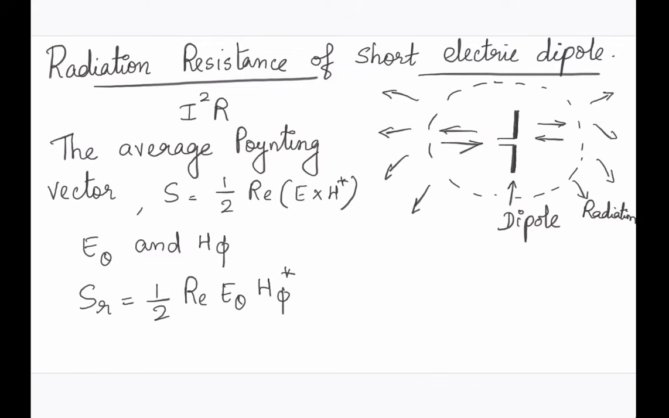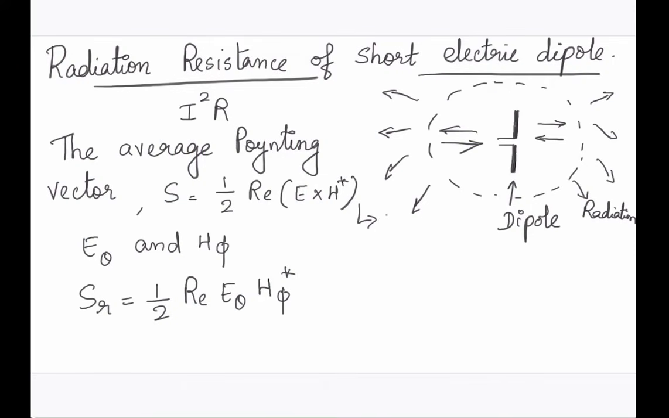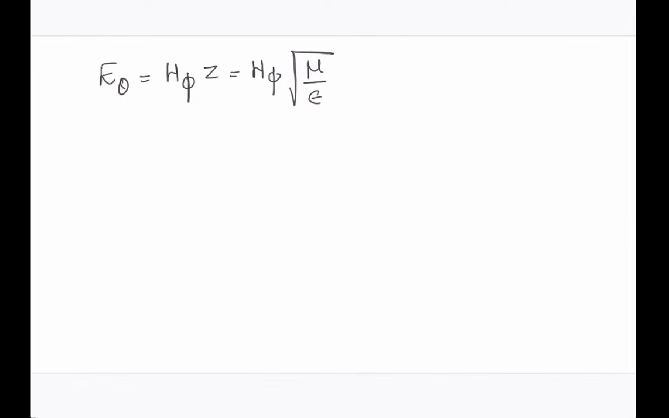Now here E theta and H phi conjugate are complex terms. The electric and magnetic fields are related to each other by the intrinsic impedance, which is given by the formula. So E theta can be written as H phi into Z, that is equal to H phi into root of mu by epsilon. Now let us consider substituting this into equation 2.